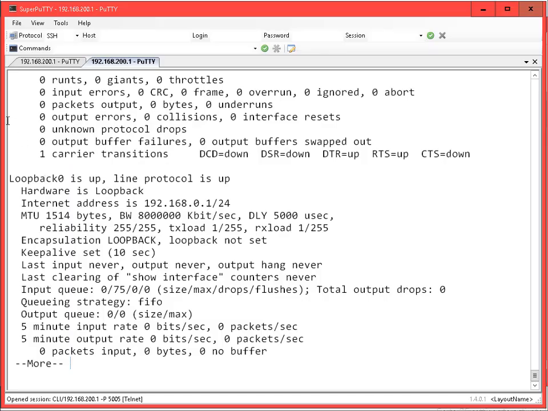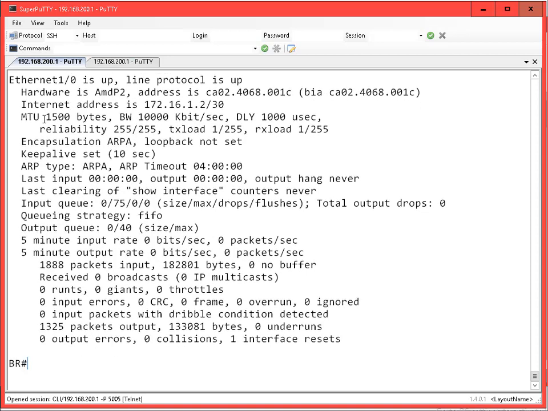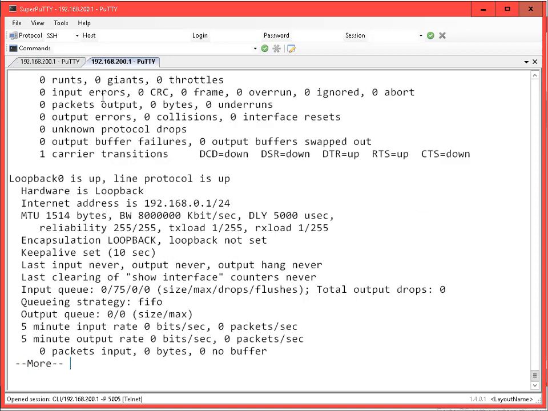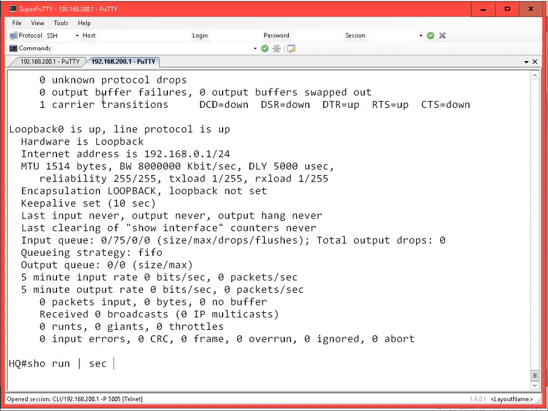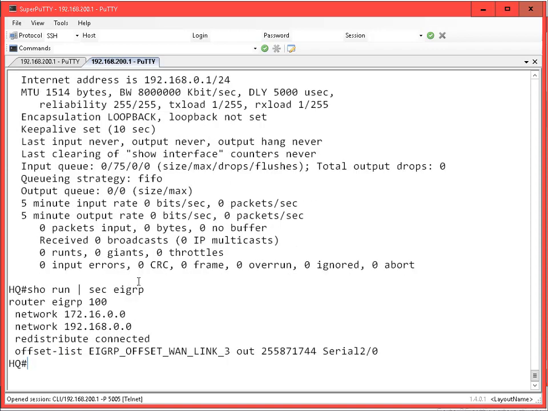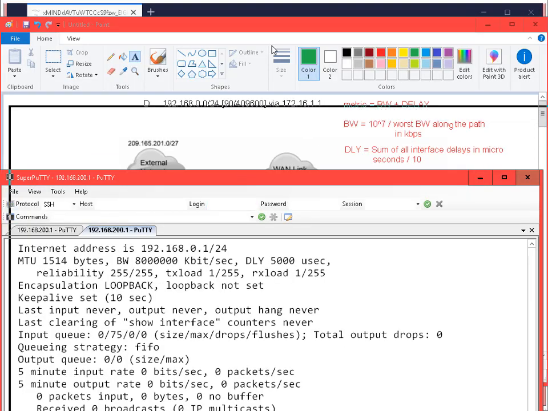If I go into my HQ router and I do a show run section EIGRP, you're going to see here that we're actually doing offsets for the different links. Although that's interesting, we aren't doing an offset for WAN link number 1. We're only doing an offset for WAN link for serial 20. What did I do wrong? Let's take a look here.